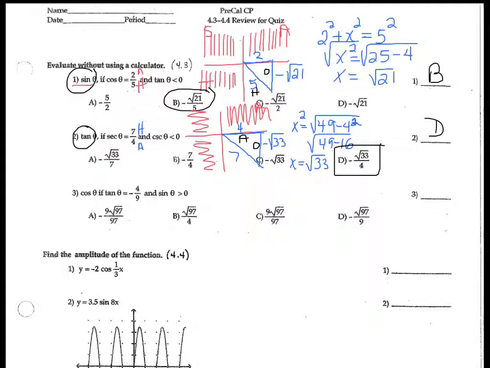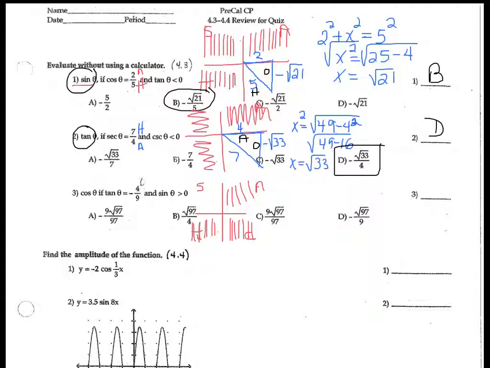Number 3, you want tangent to be negative. So tangent is negative. I need to eliminate the first and the third quadrant. So tangent is negative on the second and the fourth quadrant. And sine is positive on the second quadrant, so I eliminate the fourth quadrant. So my answer is going to be on the second quadrant.